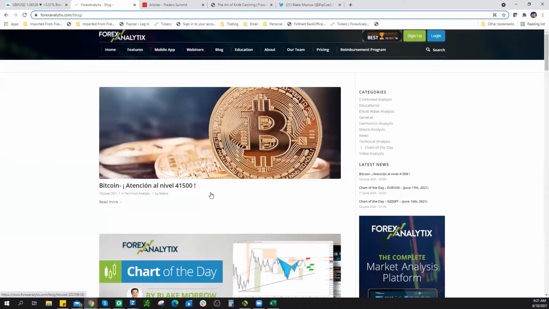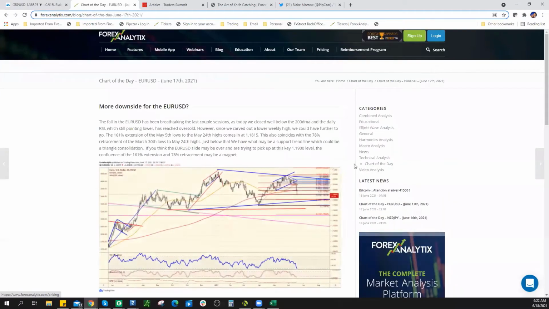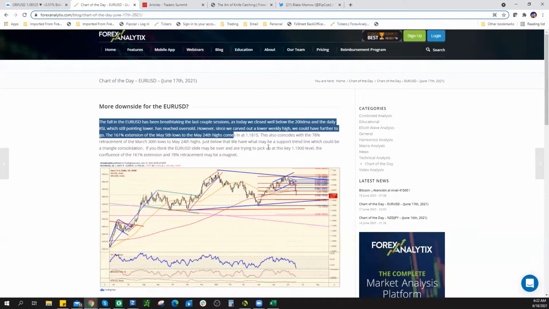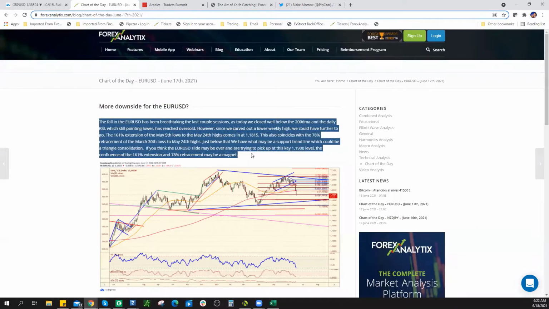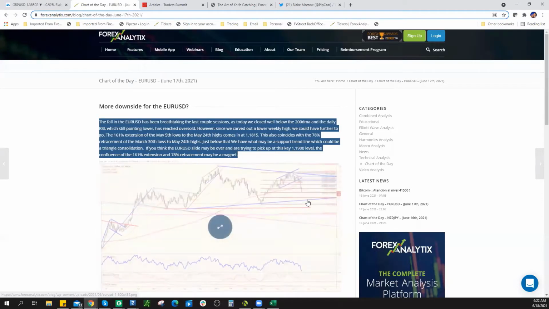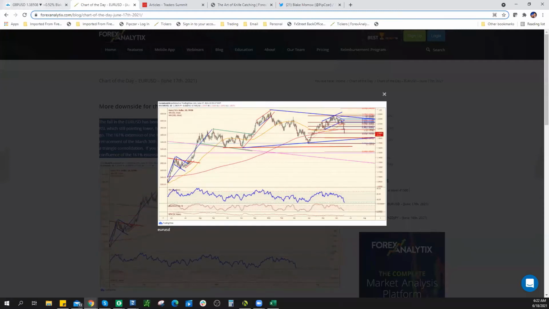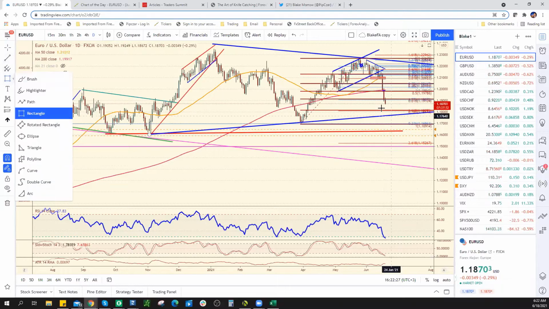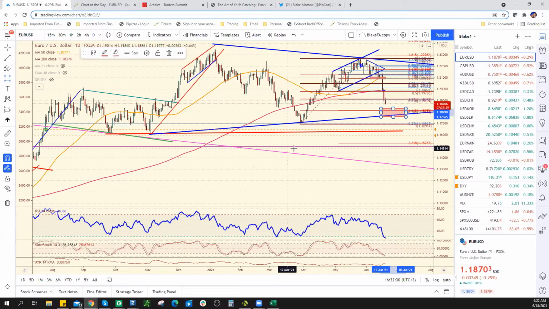That was this chart yesterday, saying the fall of the euro dollar has been breathtaking the last couple of shows. If you think the euro dollar slide may be over and are trying to pick up at this key level, the confluence of the 161% extension and the 78 retracement may be the magnet. And that's this level, right? Right here. This is where the magnet is. And I'm worried that a lot of people just try to fade this move. It's natural. You see it.